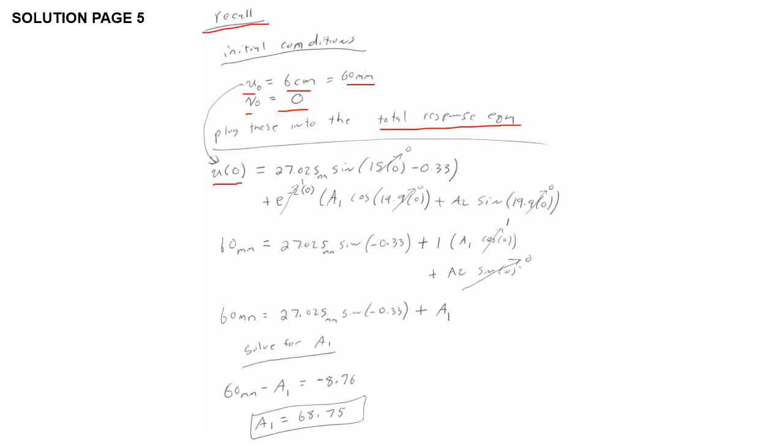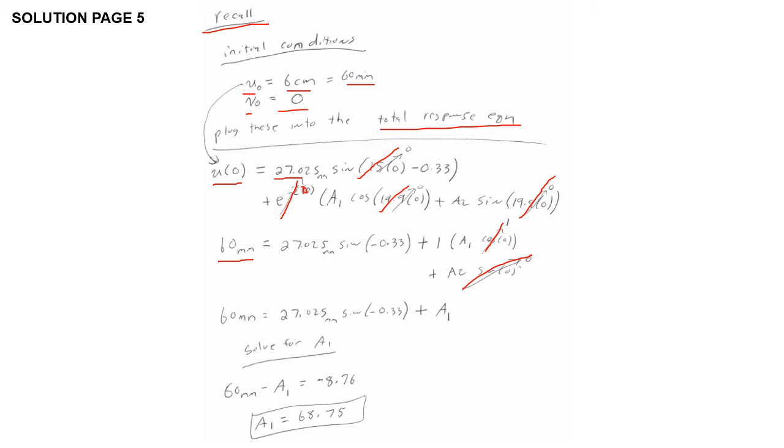So u of 0 for initial conditions at time equal to 0 is equal to now our 27.02 times the sine of 15 times 0. So this whole term goes to 0 here, minus 0.33. This term goes to 0 when we plug in a 0 there, times a1 times the cosine. This goes to 0 there, plus a2 times the sine of this goes to 0 there. This reduces down now. Plug in our initial conditions here for u naught. 60 millimeters, we'll stick with millimeters for everything, is equal to 27.025 millimeters times the sine now of negative 0.33 plus 1 times our a1 times the cosine of 0, which goes to 1, plus a2 times the sine of 0, which goes to 0, so that whole term there goes to 0.